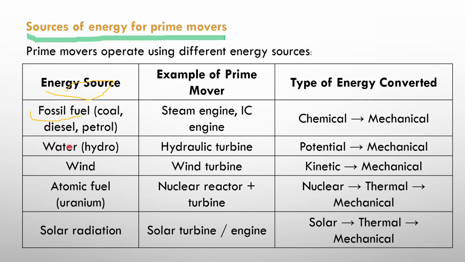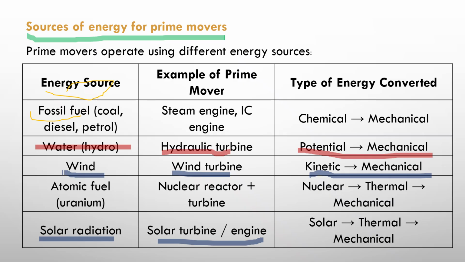If we talk about water, wind or solar, these are renewable sources of energy. In the case of water or hydro energy, a hydraulic turbine is used, which converts potential energy into mechanical energy. For wind, a wind turbine is used, which converts kinetic energy of the wind into mechanical energy. For solar, a solar turbine or solar engine is used, which converts solar energy into heat or thermal energy and then to mechanical energy.